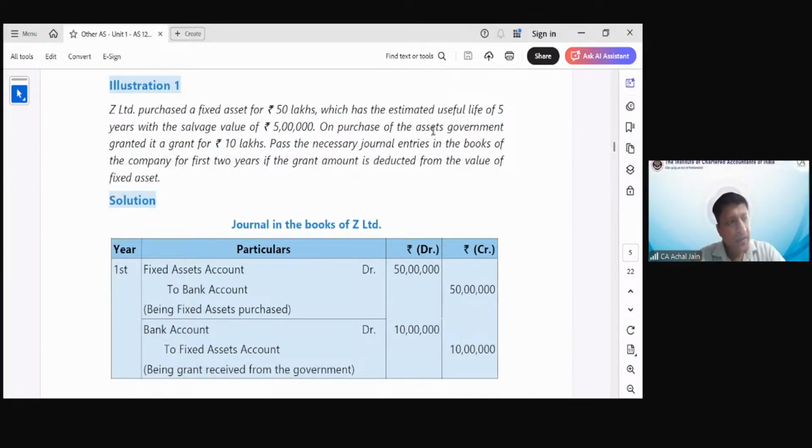Sir, into useful life. Into useful life means what? Sir, the remaining amount into useful life. So how do you calculate depreciation? From the value of the asset, you reduce the salvage value, yes or no? Yes, sir. So if you reduce the salvage value, what do you get? 35 lakhs? Yes, sir. And 35 lakhs, you will divide by useful life.